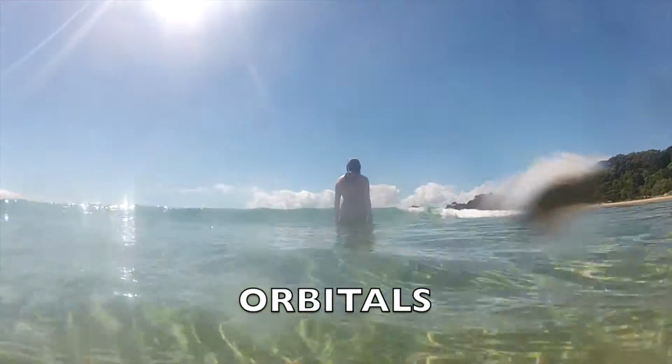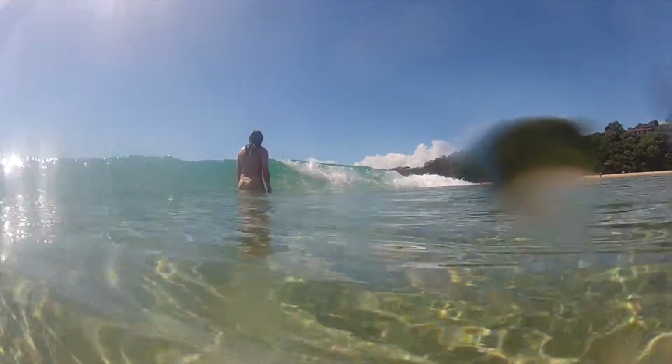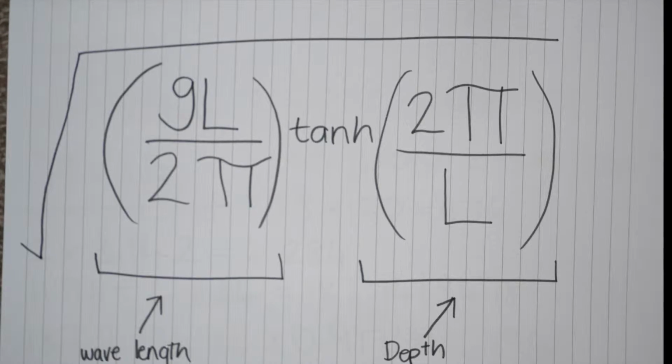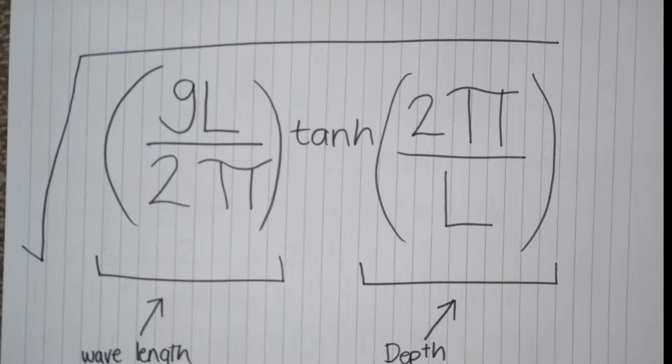As the water depth becomes shallower, the orbital motion of water molecules below the surface of the waves reaches the seabed, which slows down the waves. These are known as orbitals. This equation can be used for all waves, but can be simplified for deep and shallow water waves.